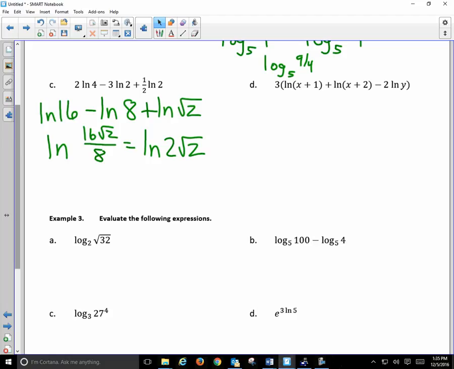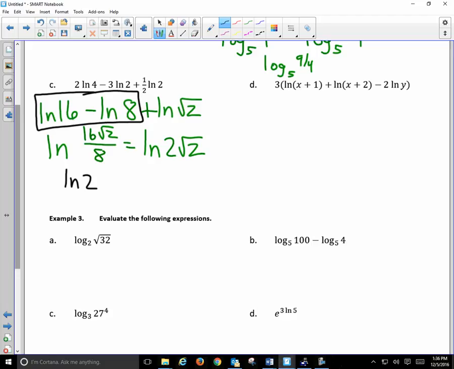Yes, that's absolutely fine. So what Justine did, which is absolutely fine, is Justine dealt with this first. She saw the subtraction, so she said, I'm going to take 16 divided by 8, which would be the natural log of 2, minus the natural log of the root of 2, which gives natural log of 2 roots of 2. So that's another way to think it through.